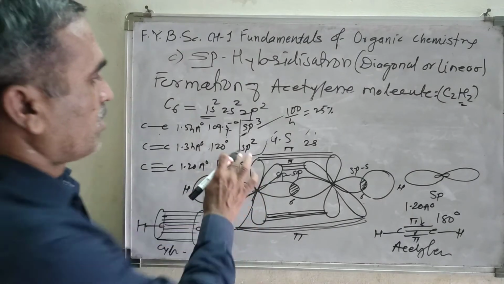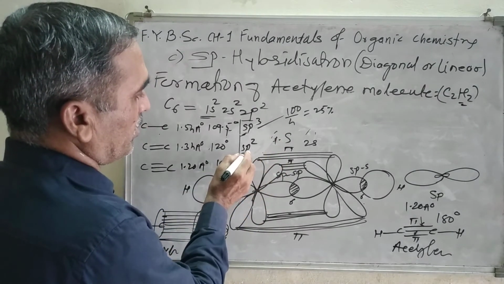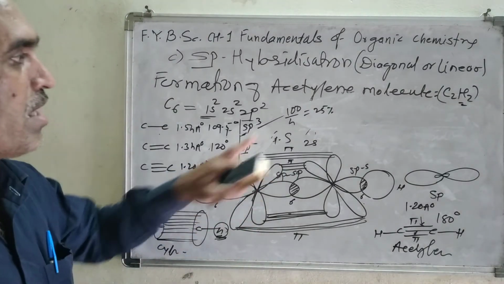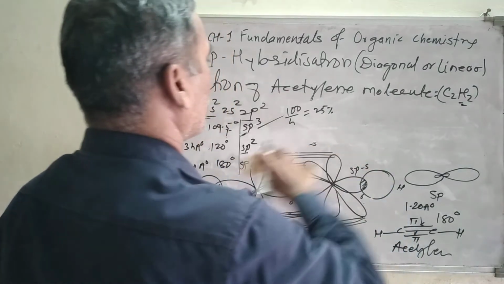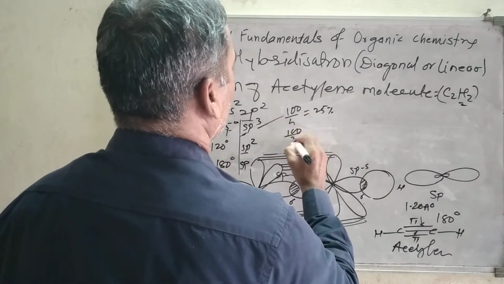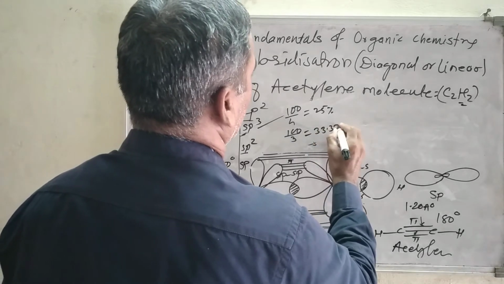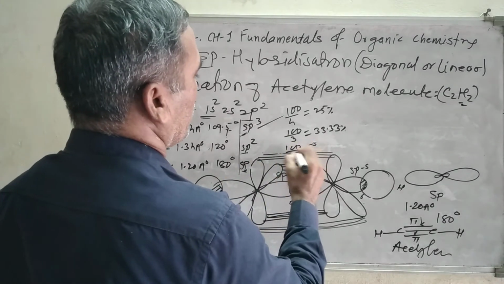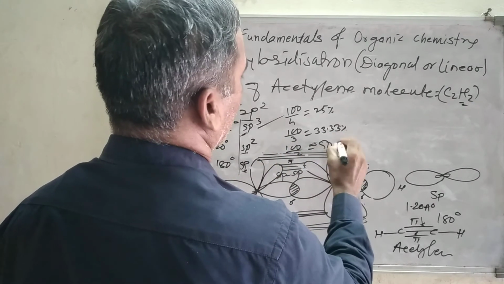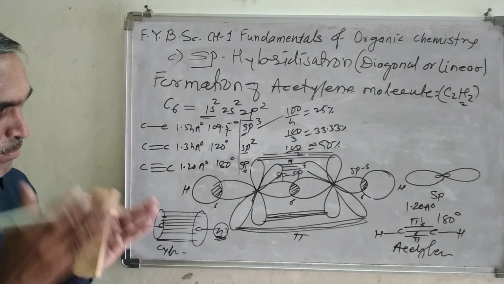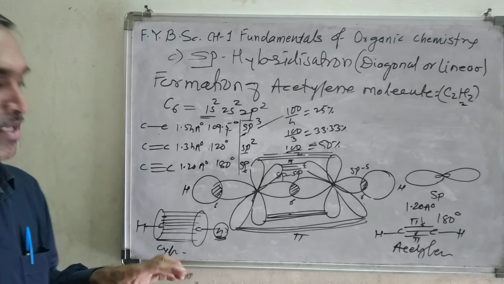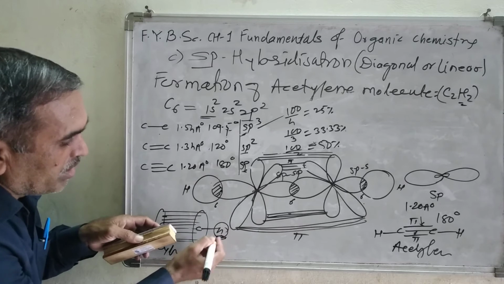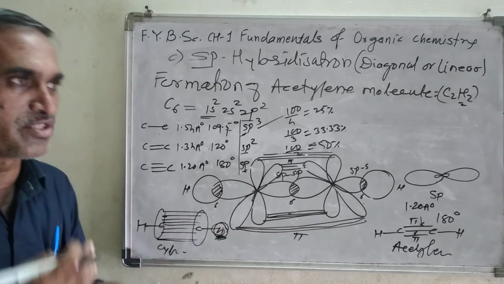In sp2, if you count how many atomic orbitals participate in the hybridization, there are 3, so 100 divided by 3 gives 33.3%. And in the case of sp, only 2 atomic orbitals, so 100 divided by 2 gives 50%. When the percentage of s character increases, the electrons are held tightly, and therefore this proton becomes highly acidic in nature.